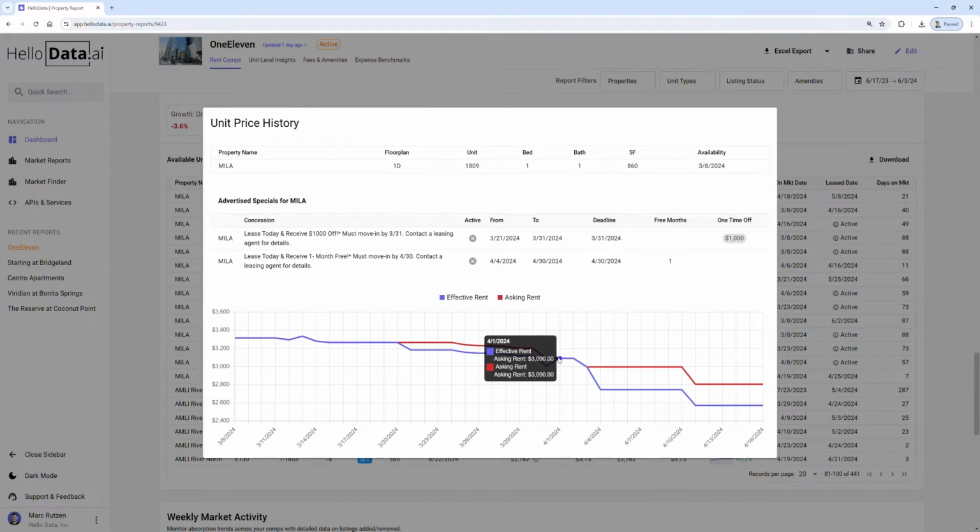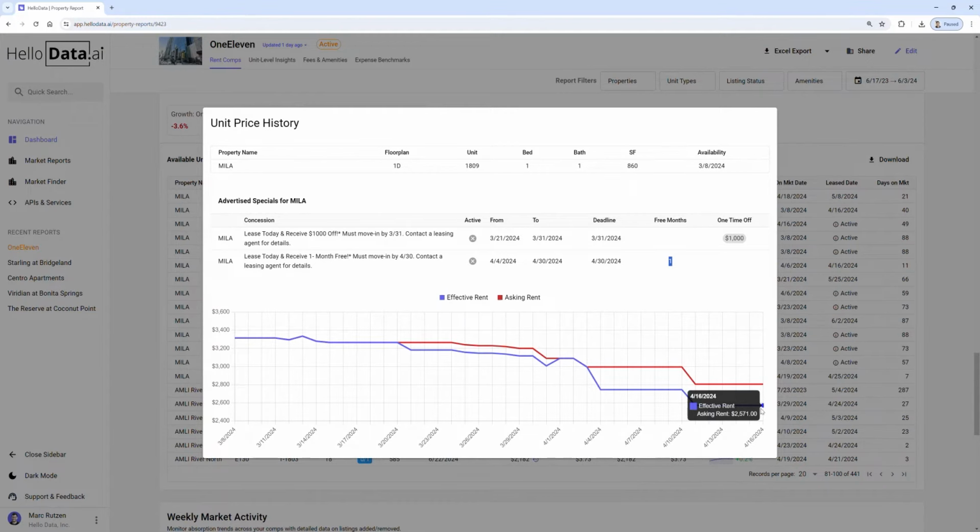Now, as time went on, that special went away. So on 3/31, the special burned off, the deadline expired. And on 4/4, they put a new concession in place. So you can see that that 1 month free rent concession is now accounted for. And so you follow this unit all the way to the last price at which it left the market at 28.05. That's quite a big difference from where it started off. And there's now a 1 month free rent concession, bringing the effective to 25.71.